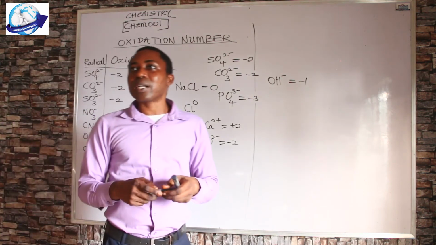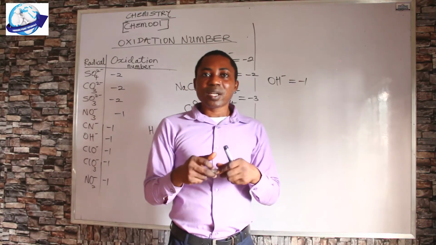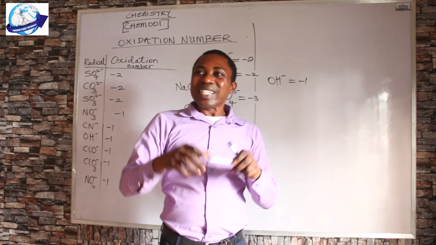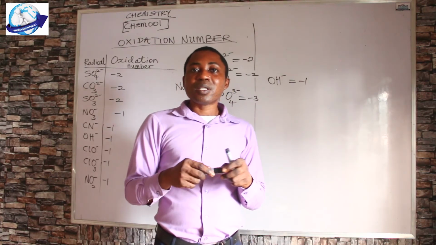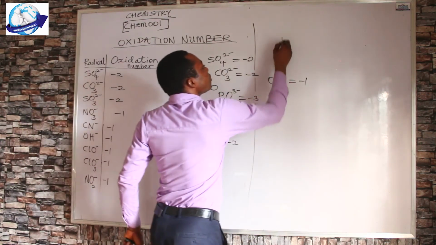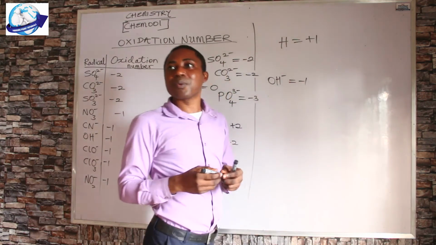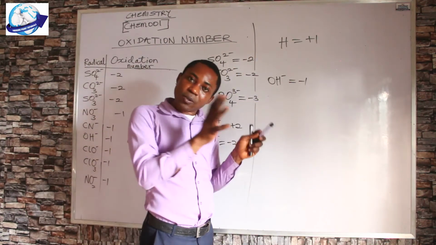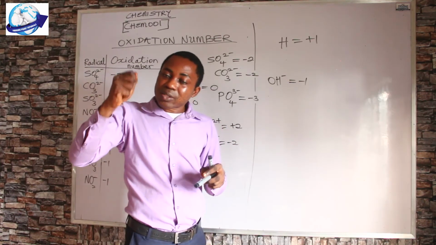Now we come to another rule to follow: the oxidation number of hydrogen, a special case. Hydrogen in its combined state is always plus 1. It has an oxidation number of plus 1. But there is an exception when it comes to combining with a metal.